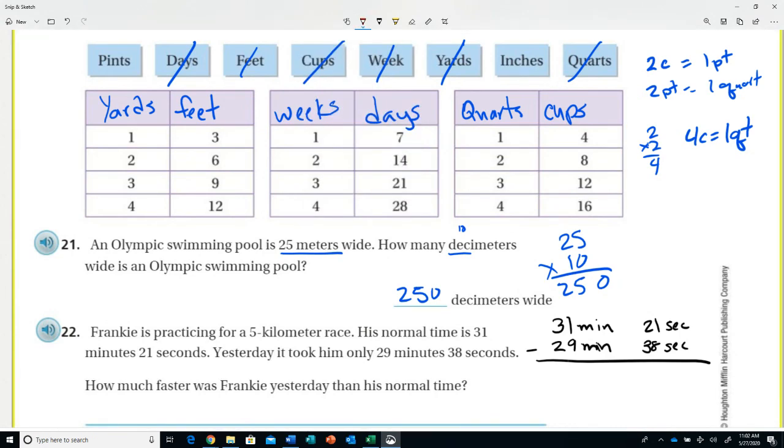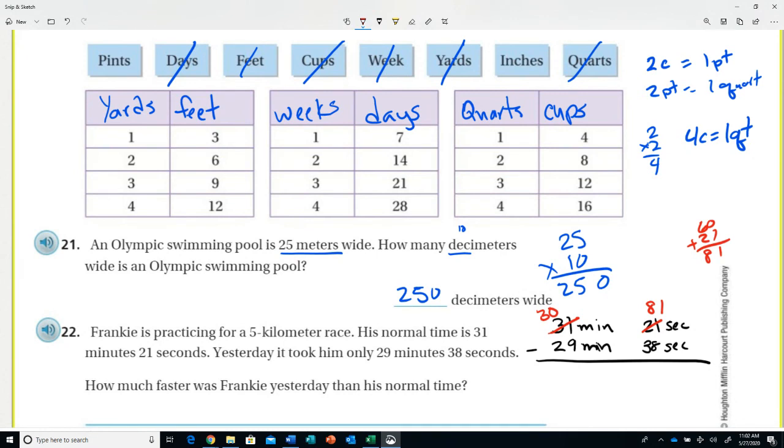So here is probably the hardest step: you cannot take 38 seconds from 21 seconds. You're going to need to regroup from the 31. So I'm going to take this 31 minutes down to 30 minutes, and I'm going to give 60 seconds of it to the seconds. So this is going to go from 21 seconds to 60 plus 21, which is 81 seconds. So now I have 30 minutes, 81 seconds, which is equal to 31 minutes and 21 seconds. It's just that I have gifted over 60 seconds to the seconds part to do the subtraction.